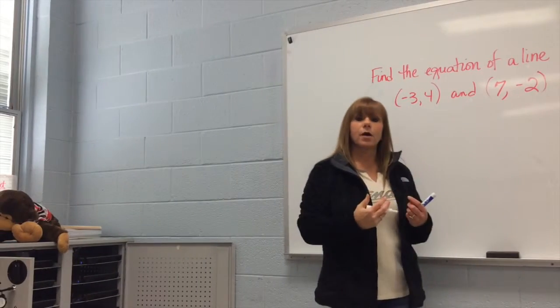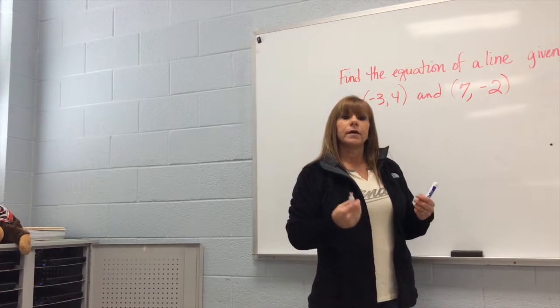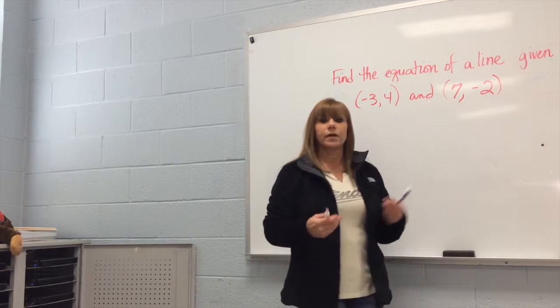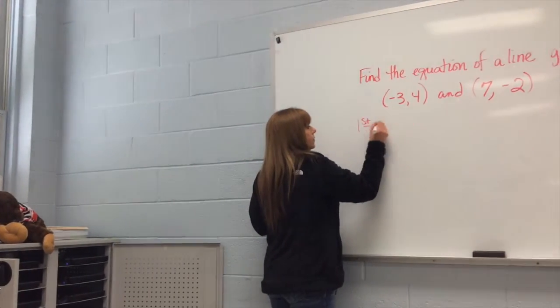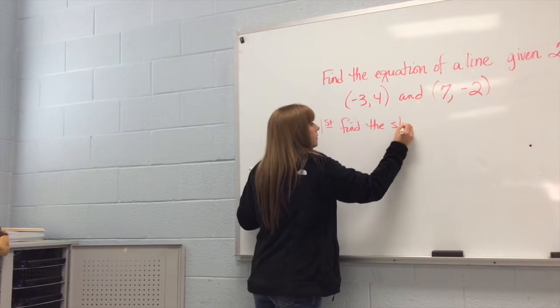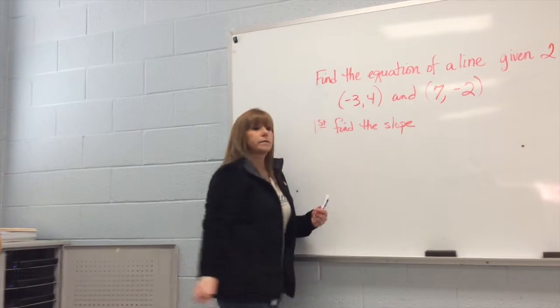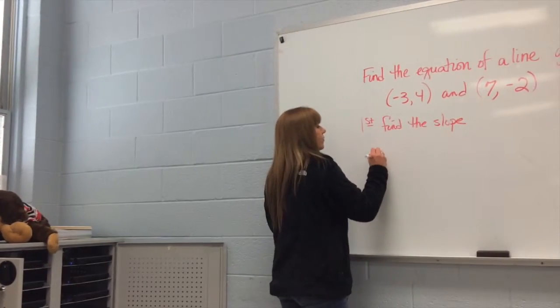Okay, in the previous problems, we were given the slope and a point. In this problem, we're given 2 points. So that means the very first thing we need to do is find the slope. Okay, to find the slope, either I stack them and subtract them, or I use the formula.